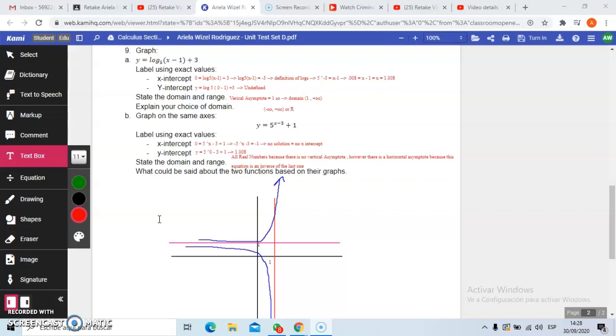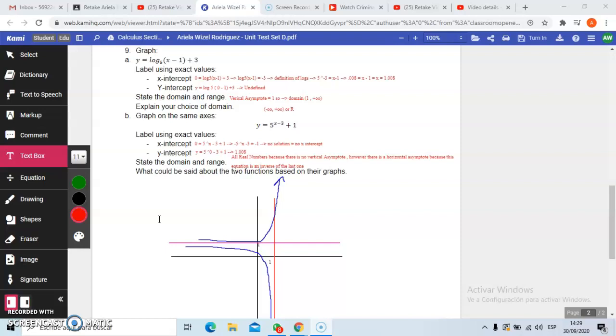And for the domain and the range, we have a vertical asymptote at +1, and I found that by looking at the argument, which is the expression that's in parentheses, which is x minus 1. So I solved for x, then I have +1, which is my vertical asymptote.